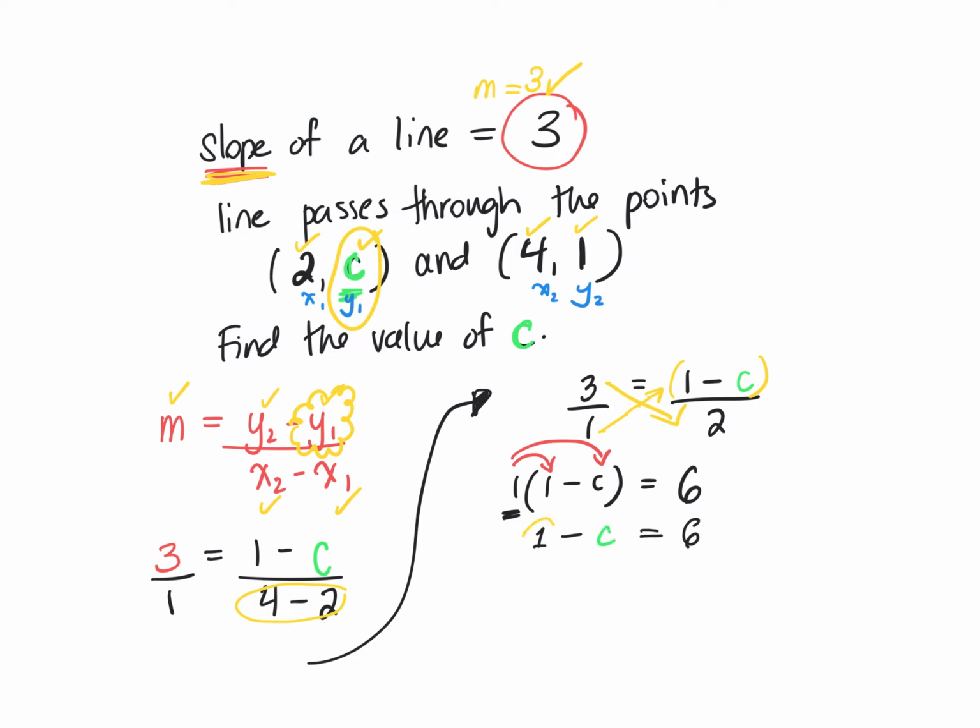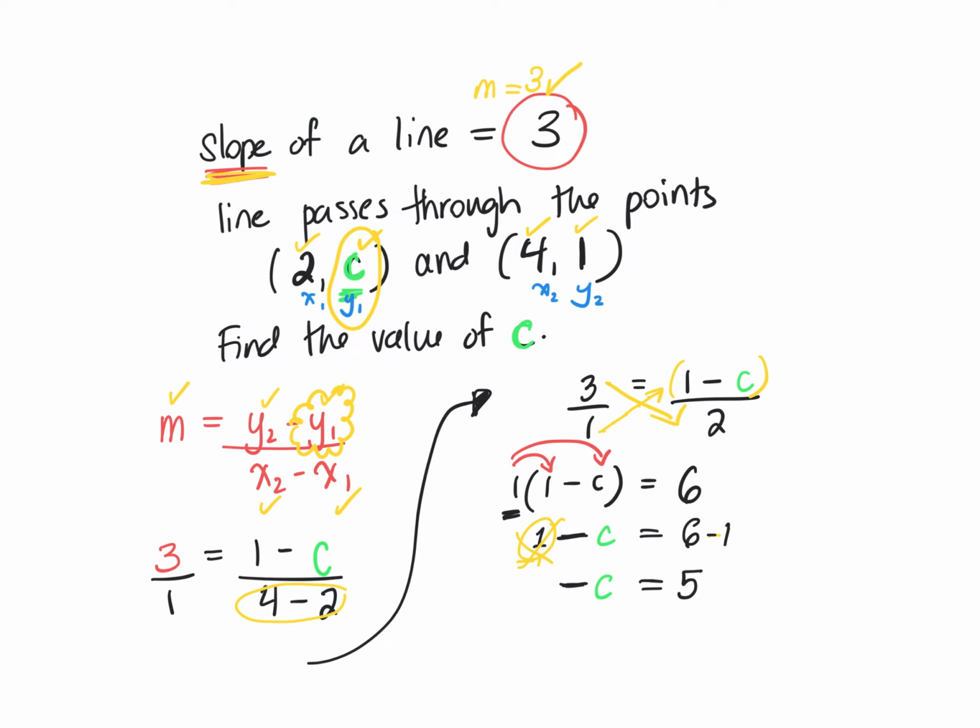I want to get rid of this 1 because I'm trying to isolate C. So I'm going to take away 1. 1 take away 1 is nothing. If I take away 1 from the left side, I need to take away 1 from the right side. Now, don't forget, this is not just equal to C. This is negative C is equal to 6 take away 1, which is 5. Don't forget this negative sign here. Right now I have negative C is equal to 5.